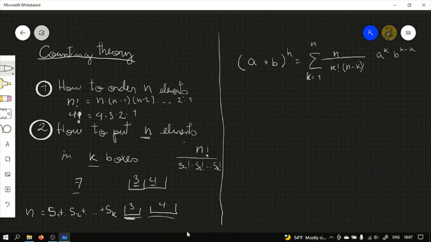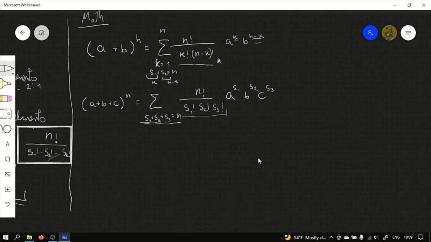So the ways to put n elements into two boxes, one that fits k elements and the other one n minus k elements, is exactly this thing here. Also, if we have here A plus B plus C, then we will have the different ways that we can sum 3 elements to get n. Here I forgot a factorial.